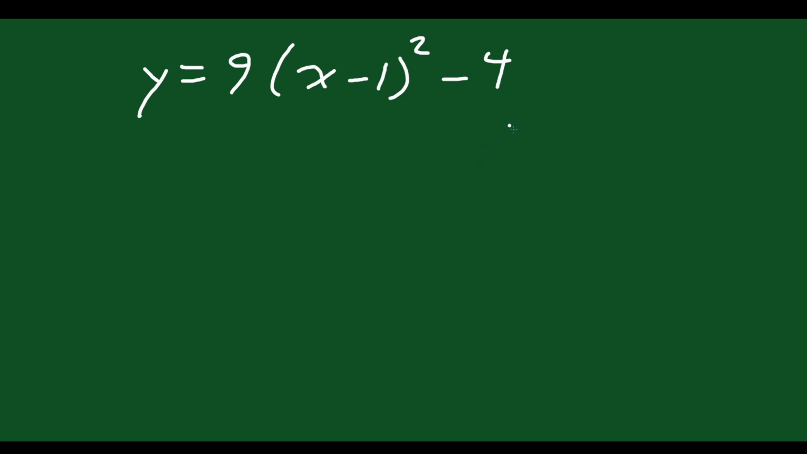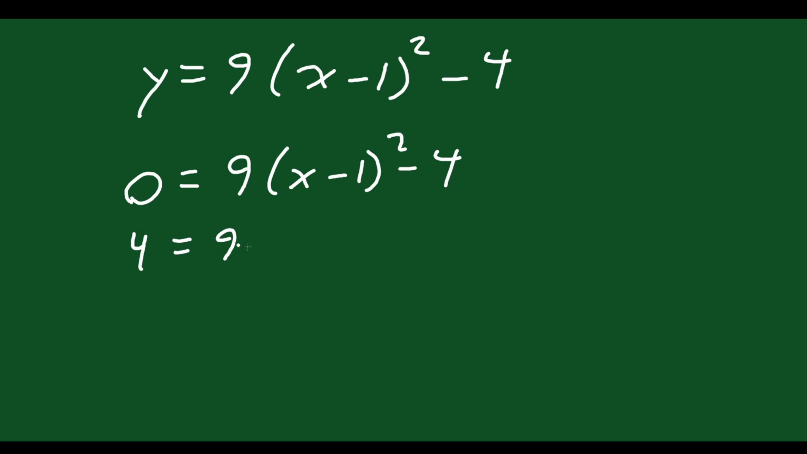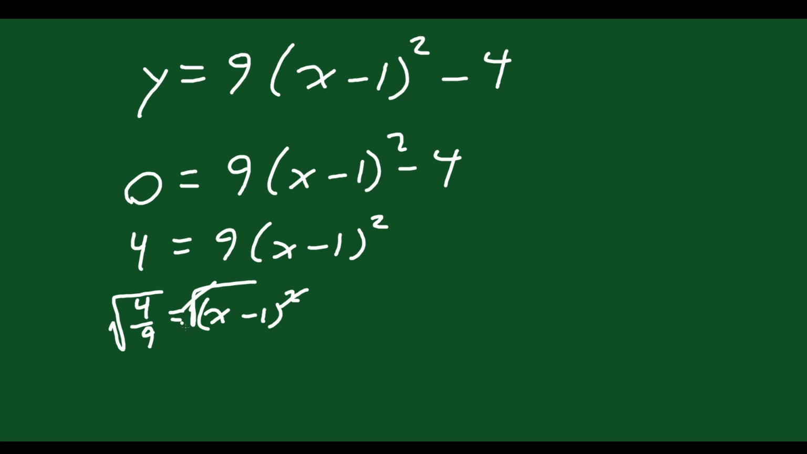Okay, well, let's just set y to 0 and solve for x, right? So y is 0, 0 equals 9(x - 1)^2 - 4. Bring the 4 to the other side. 4 equals 9(x - 1)^2. Divide both sides by 9. 4/9 equals (x - 1)^2. Square root both sides. Square root that, it'll cancel with the 2. Square root this. And you get plus and minus when you take the square root, right?